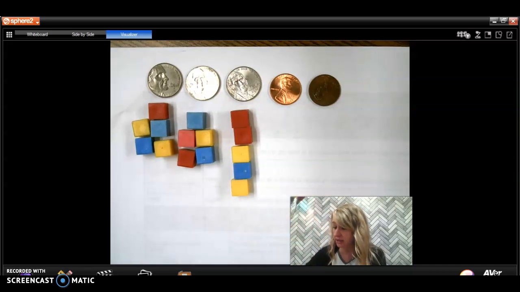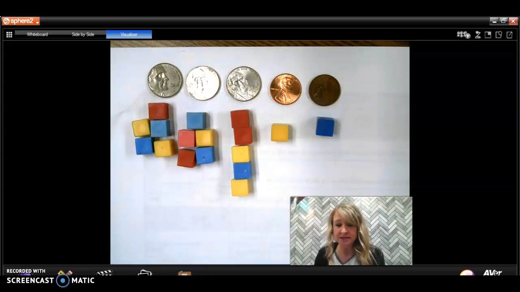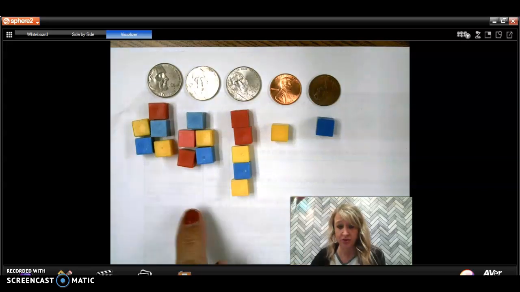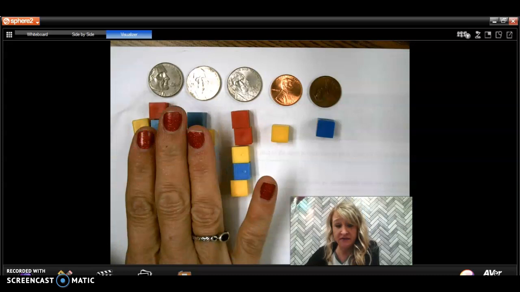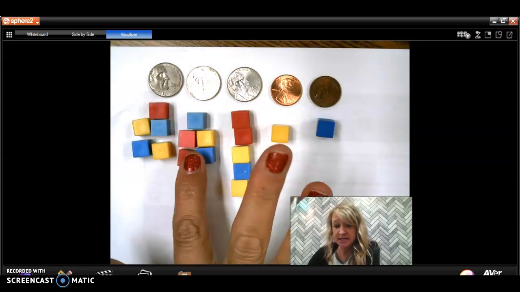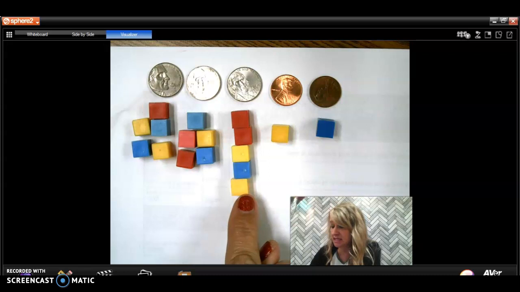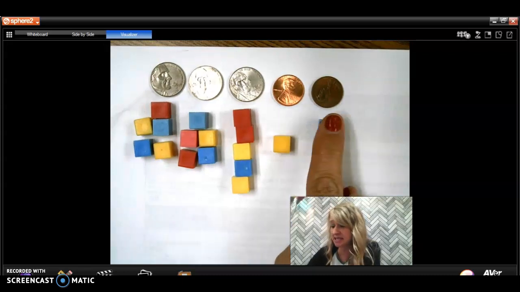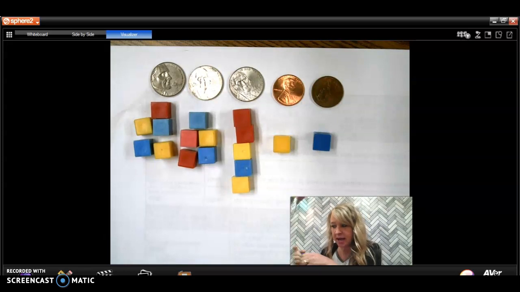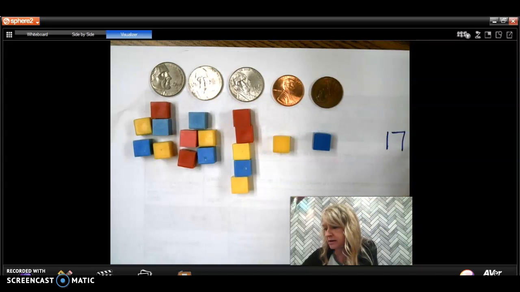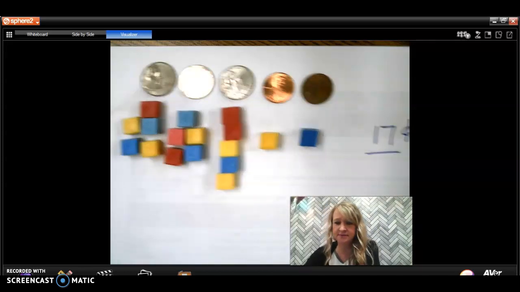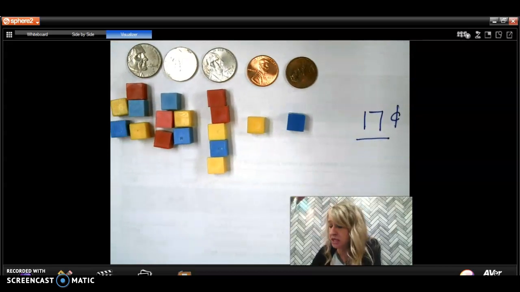1 cent. So I'm going to need 1 unit. How much is that penny? 1 cent. So I'm going to need 1 unit. How many units do I have all together? Well, if we count by 5s, we know this was 5, 10, 15, 16, 17. So how much money do we have all together? 17 cents.